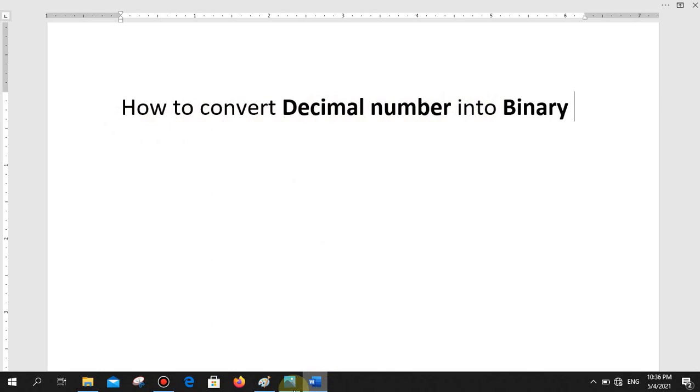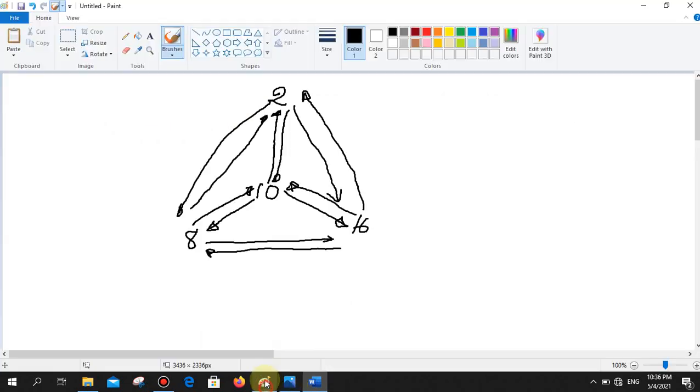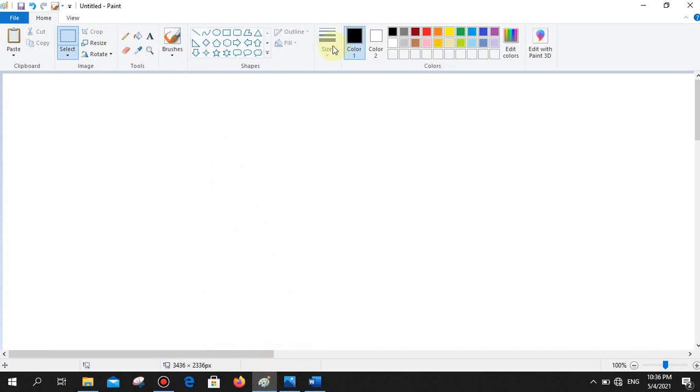Write the topic in your book. After that we'll get experience with this, using a simple number. We'll try to convert this number into binary. What we are going to talk about here is converting decimal numbers into binary.